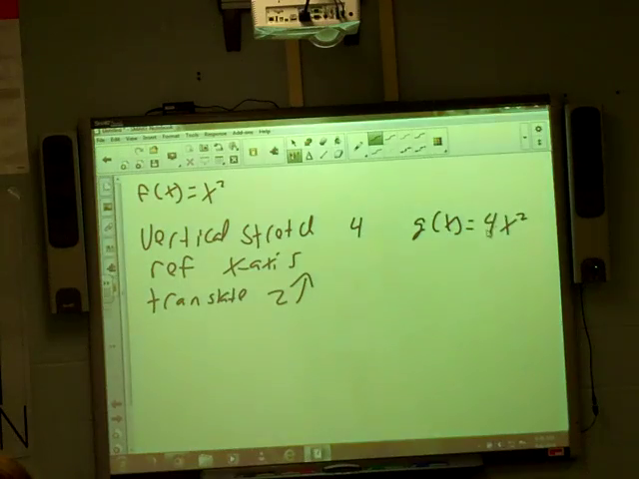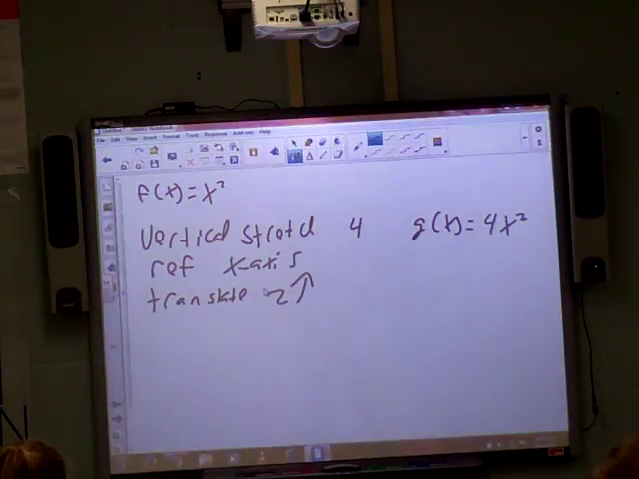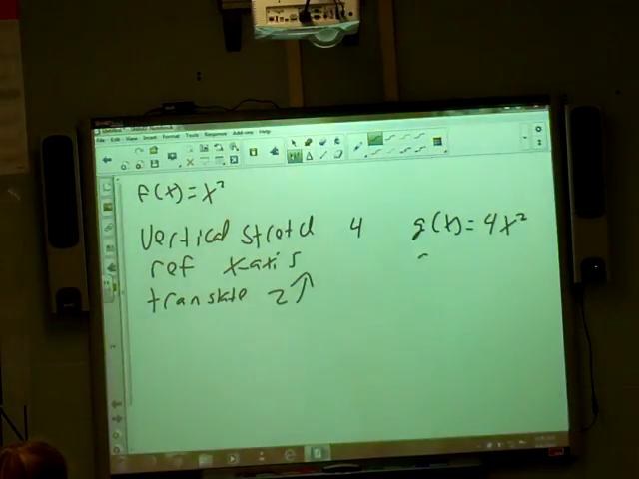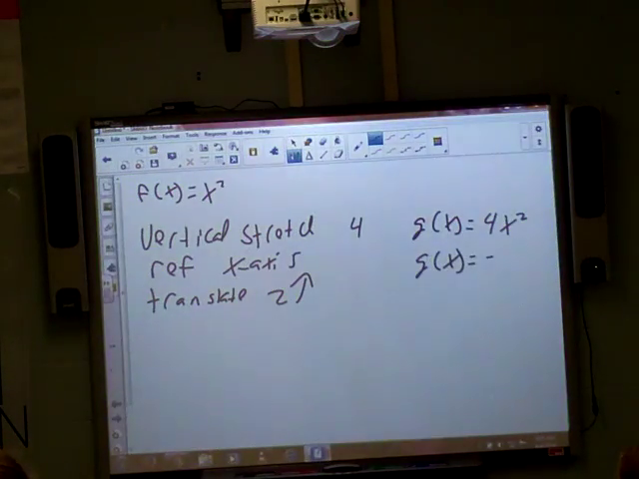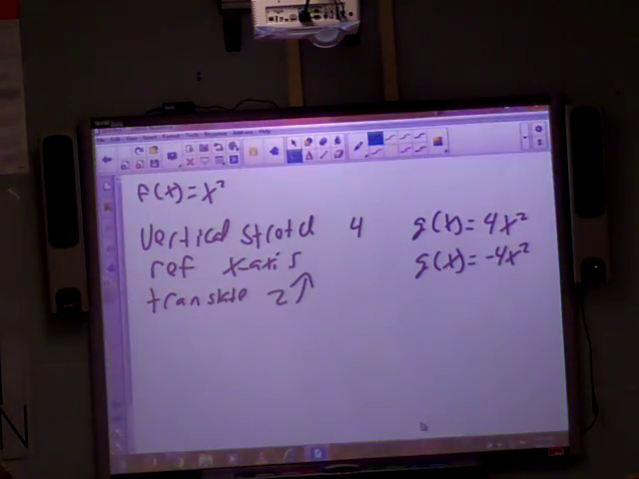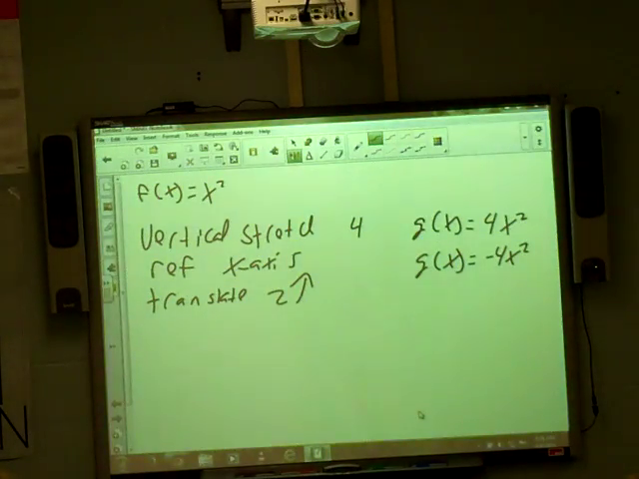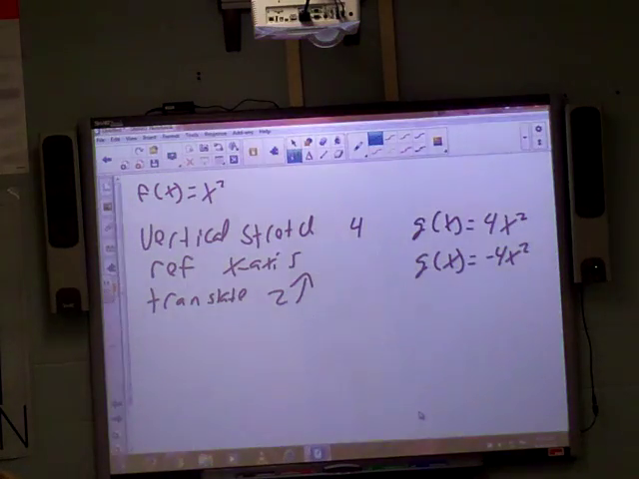Now I want to take what I've got and reflect it in the x-axis. Reflect means I'm going to put a negative. So am I going to put the negative out in front of the whole thing or just in with the x? The whole thing. So now we're looking at that. Then the last thing I've got there is translated 2 units up. What do I do with that? Add 2 to the end.